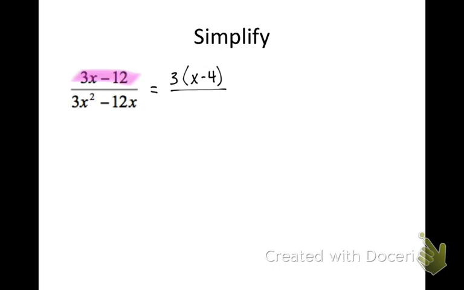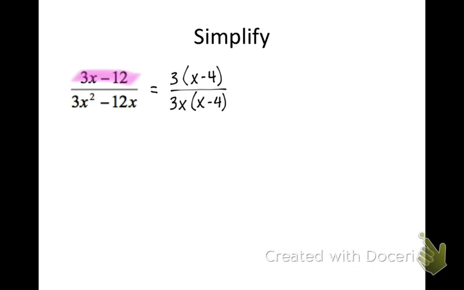On the bottom, same idea. What's common between 3x squared and 12x? Well, I can pull a 3x out this time. Notice how both of the terms have an x in them. And I have x minus 4.